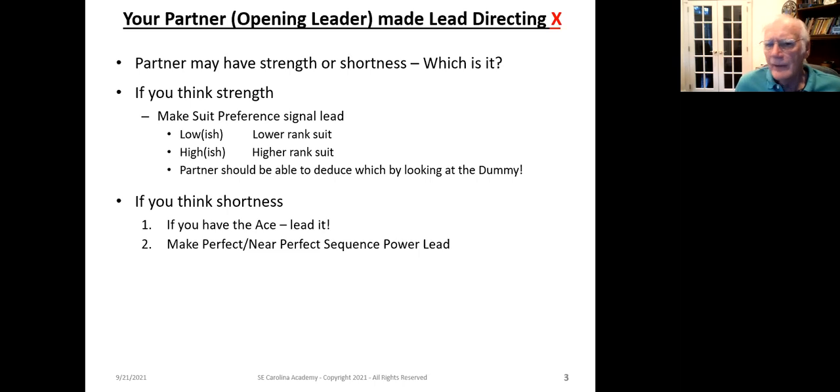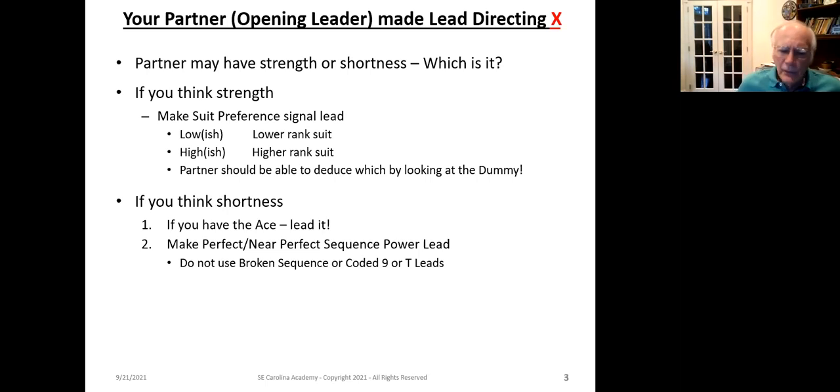If you don't have the ace and you've got a perfect sequence or near perfect sequence power lead, go ahead and lead that. Your goal in leading that is to develop the suit as well as to give your partner the opportunity to ruff it later.